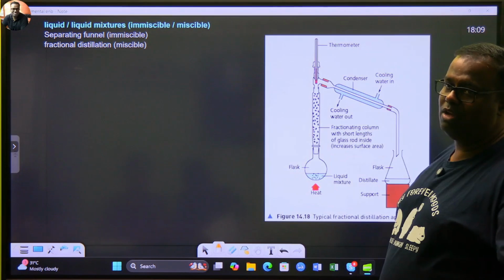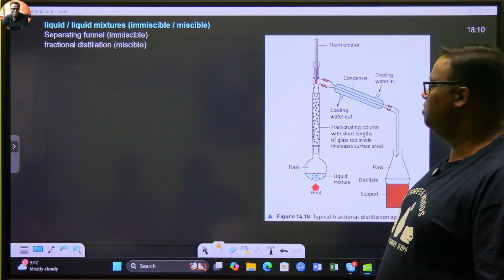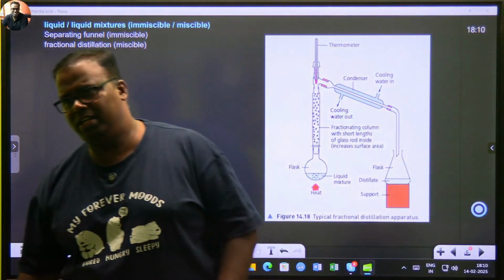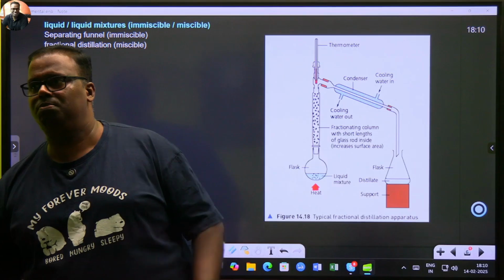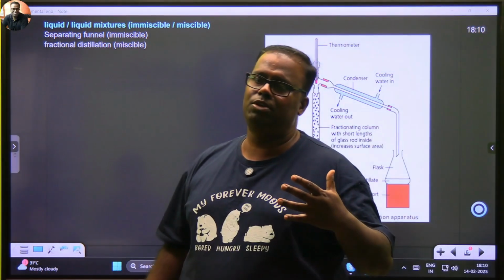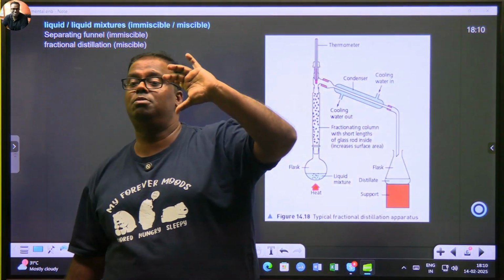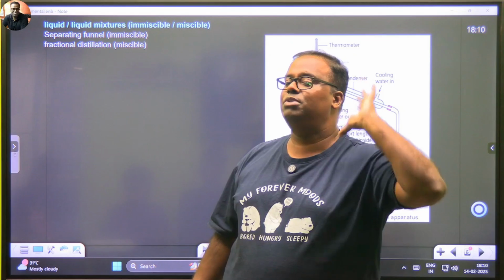And suppose you are having miscible liquids. In miscible liquids, we use fractional distillation. Have you read about fractional distillation in grade 8? Fractional distillation is a procedure in which we are able to distill out various components based on the difference in their boiling point. The best example is crude oil.